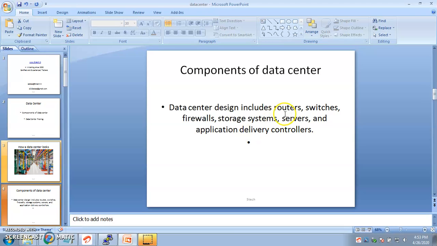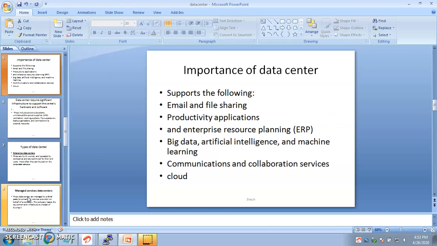Routers could be of any make, switches could be of any make. For example, it could be from Cisco, Juniper, 3Com, and so on. And firewalls could be from any make or any vendor. Before that, you need to understand how exactly your data center works or supports.